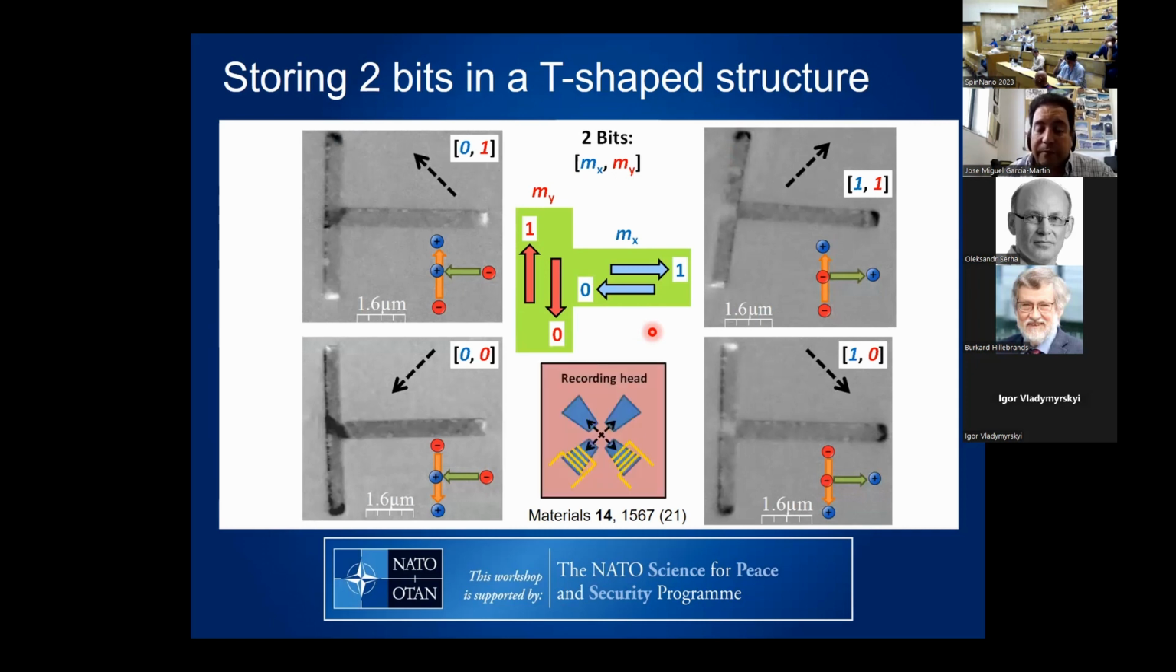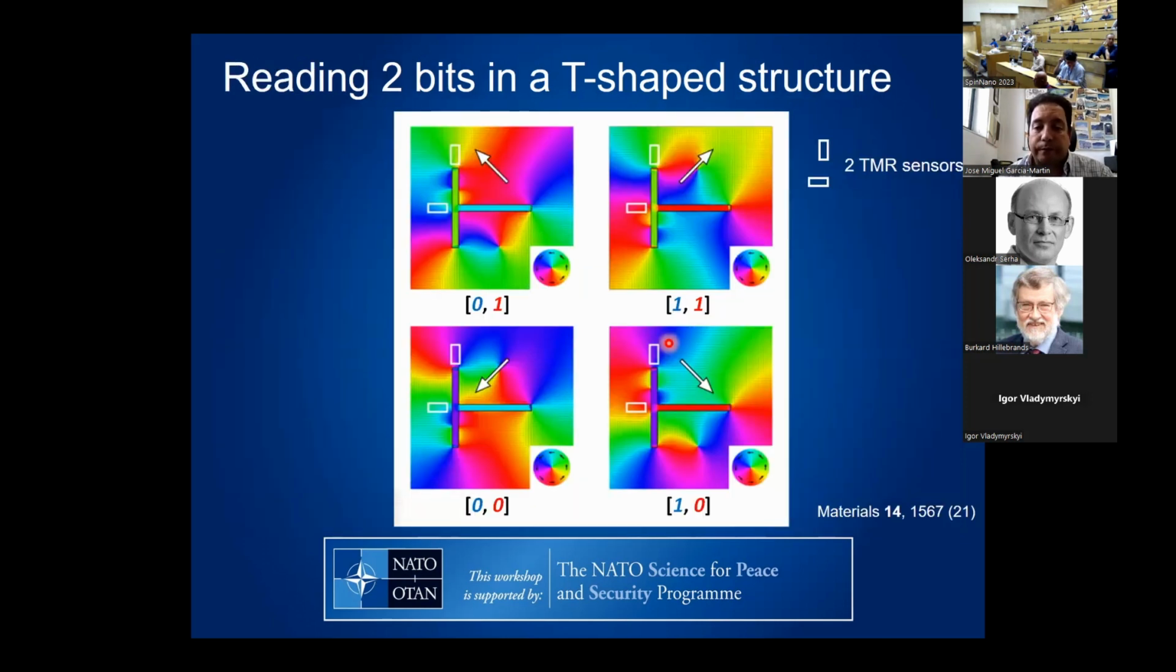And in this case, the recording head should be composed of 2 tiny electromagnets, one to apply the field along this direction and another one to apply the field along this direction. And in order to read the information, here we are coding the magnetization or the magnetic stray field using this color code.